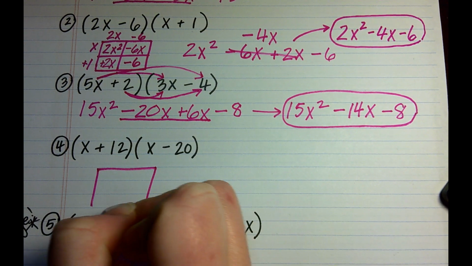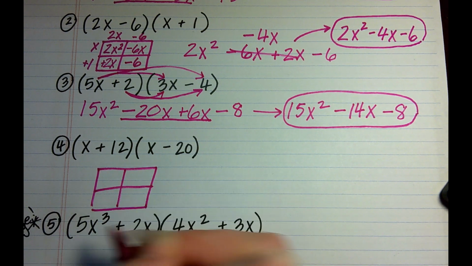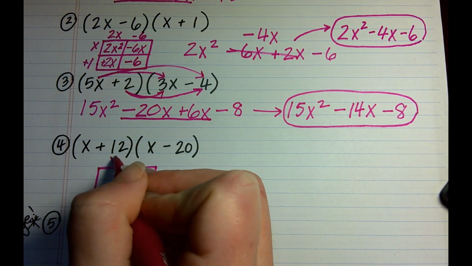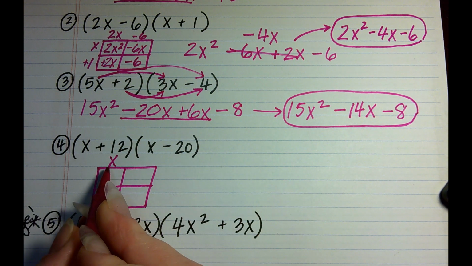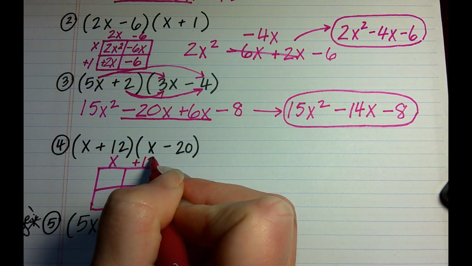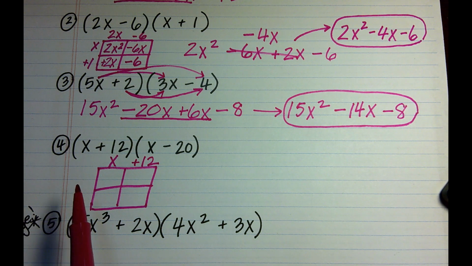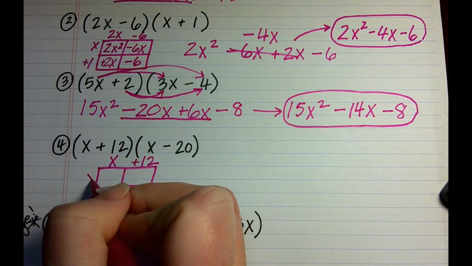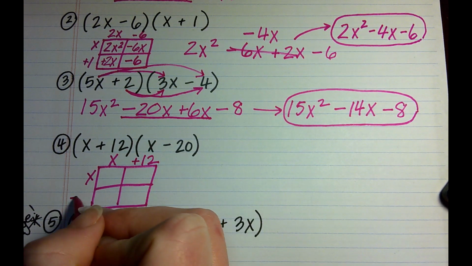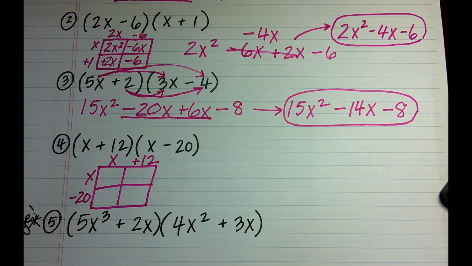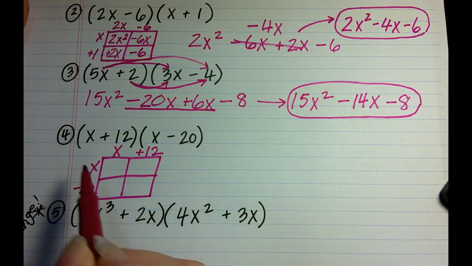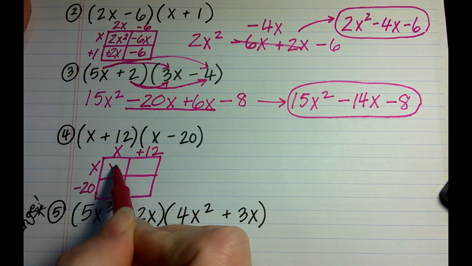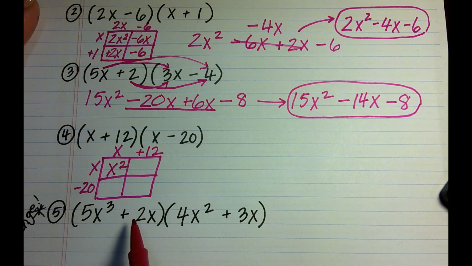So I'm going to draw my box, and what goes on top of the box? Plus 12. Perfect. We're going to start with our first binomial, x plus 12. Then on the side you have x, then -20. Good. Then on the side, we have x minus 20. Okay. So we've got our box all set up. Where do we go from here? X times x. X squared. Good.